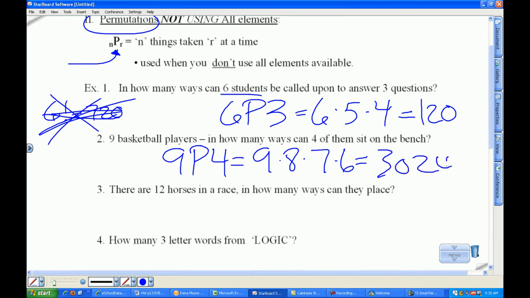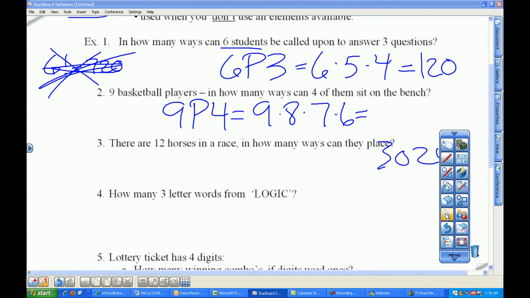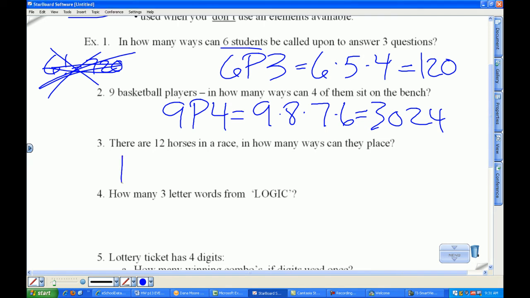3024 is the answer. There are 12 horses in a race. How many ways can they place? Well, placing, there are 3 places. So we go 12 pick 3, 12 times 11 times 10.